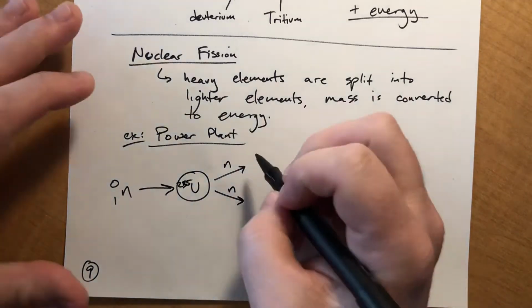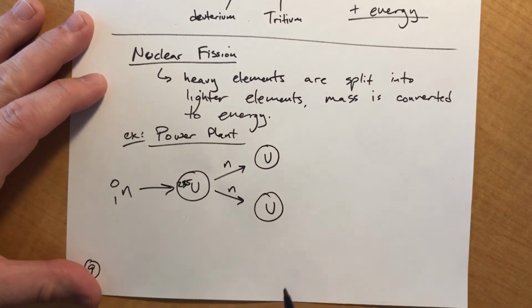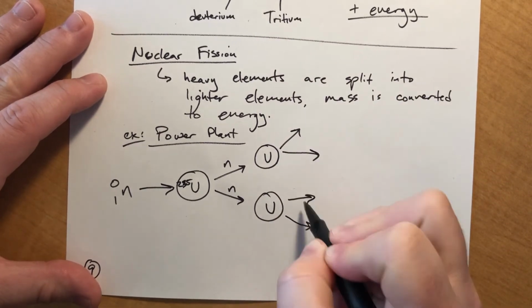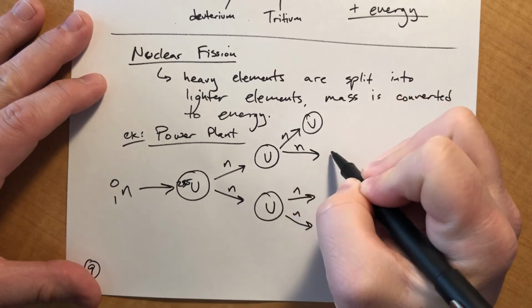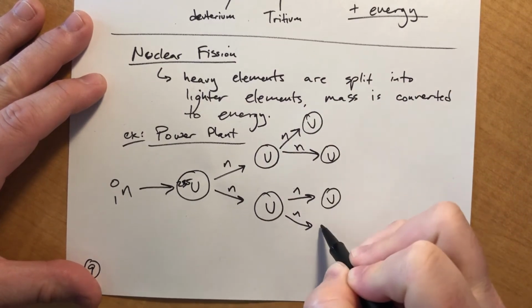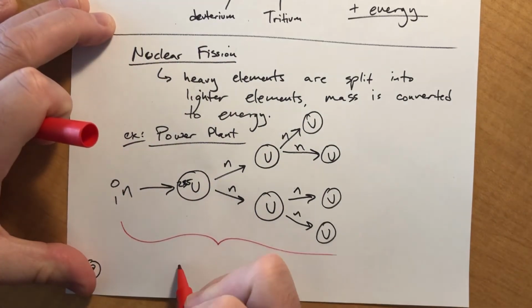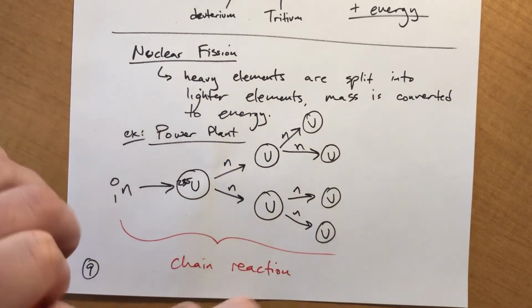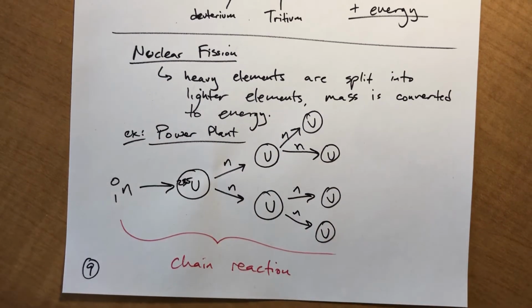And as long as you have enough uranium atoms around, I'm going to stop writing the 235, it'll continually do this. As long as you keep having uraniums around, this will go on forever. And it'll release a ridiculous amount of energy every single time one of these happens. This process is called a chain reaction. So, this is what powers nuclear power plants.